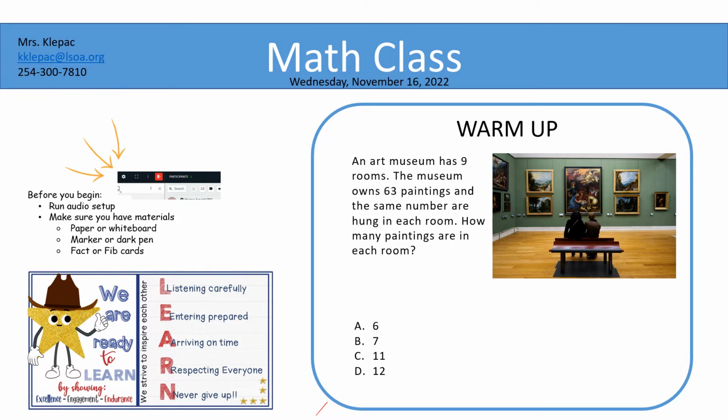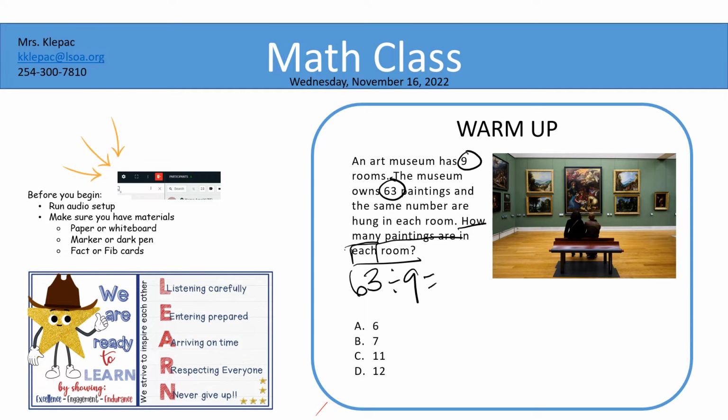Okay, so they want to know how many paintings are in each room. Each is my keyword. That's going to tell me to divide. You have 63 and you have 9. Your sentence would be 63 divided by 9. You will need to draw it out, or you could do repeated addition.